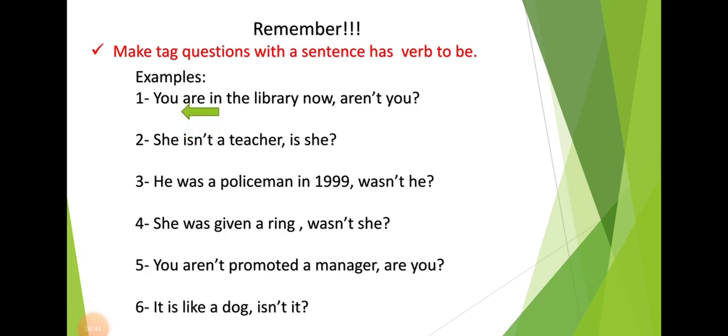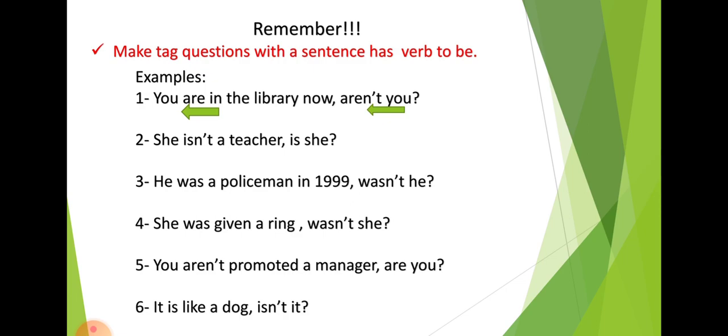Okay, so sentence number 1, the verb to be is "are", and the sentence is positive. So the tag question must be negative, and we form the tag question with the verb to be.